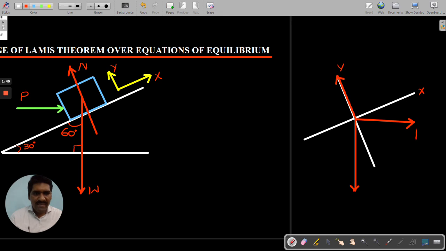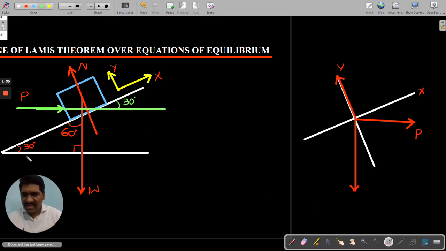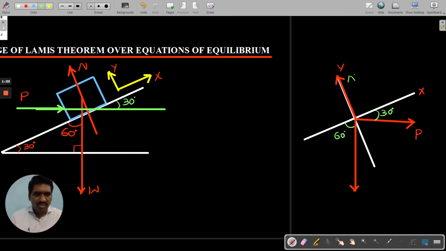So what is the angle made by P? Extend this line. By extending this line, you can definitely have this angle as 30 only. Tell me, this angle 30 will be equal to the same angle 30 or not? Yes. So this becomes an angle of 30, and this becomes an angle of 60, as we have seen already. And this becomes the normal reaction and this becomes the weight.